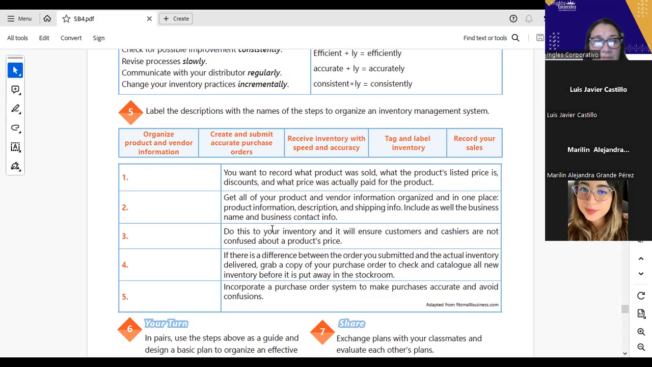So I just read them, but take your time, read them carefully and you can match. We're going to be matching the steps and the descriptions. All right, just a couple of minutes.